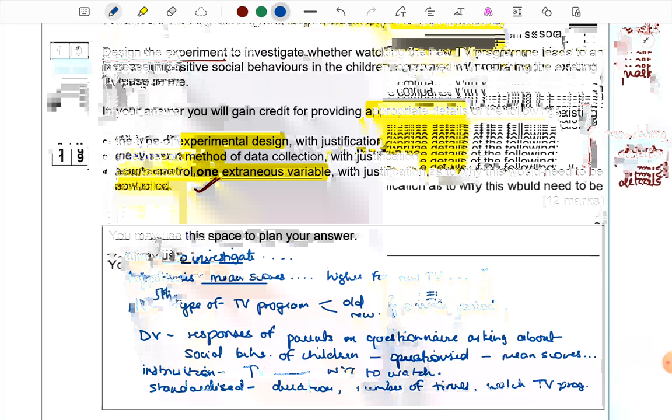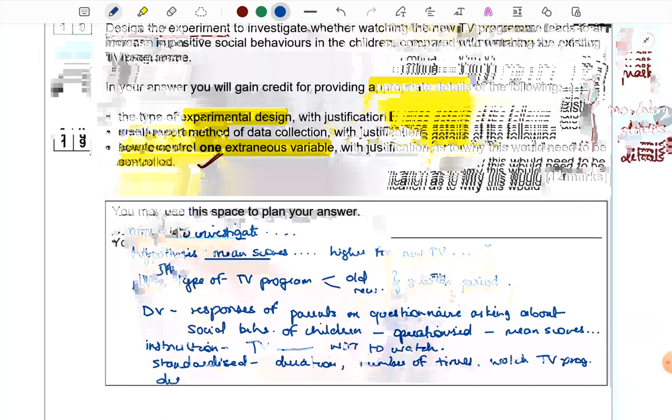Besides that, experiments always have a design, and here it is there in the question also that we have to suggest the design.